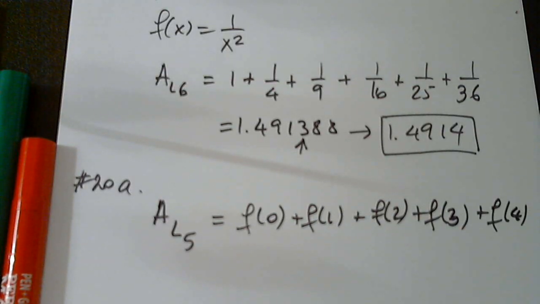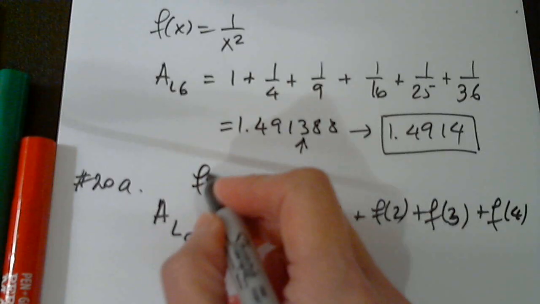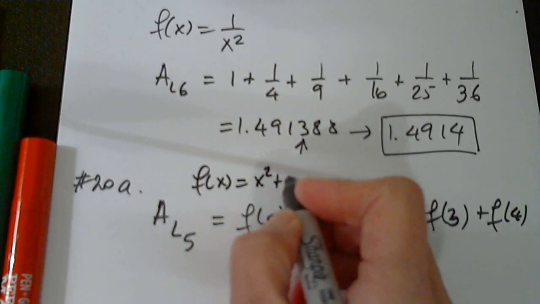1, 2, 3, 4, 5. Height at 0, height at 1, that's the second one. Height at 2, that's the third one. Height at 3, that's the fourth one. And height at 4, that's the fifth one. If you say also f of 5, then you have this, which is not existent. Then you are including 6 subintervals instead of 5. So careful. Okay, so the function is f of x equals x squared plus 1.